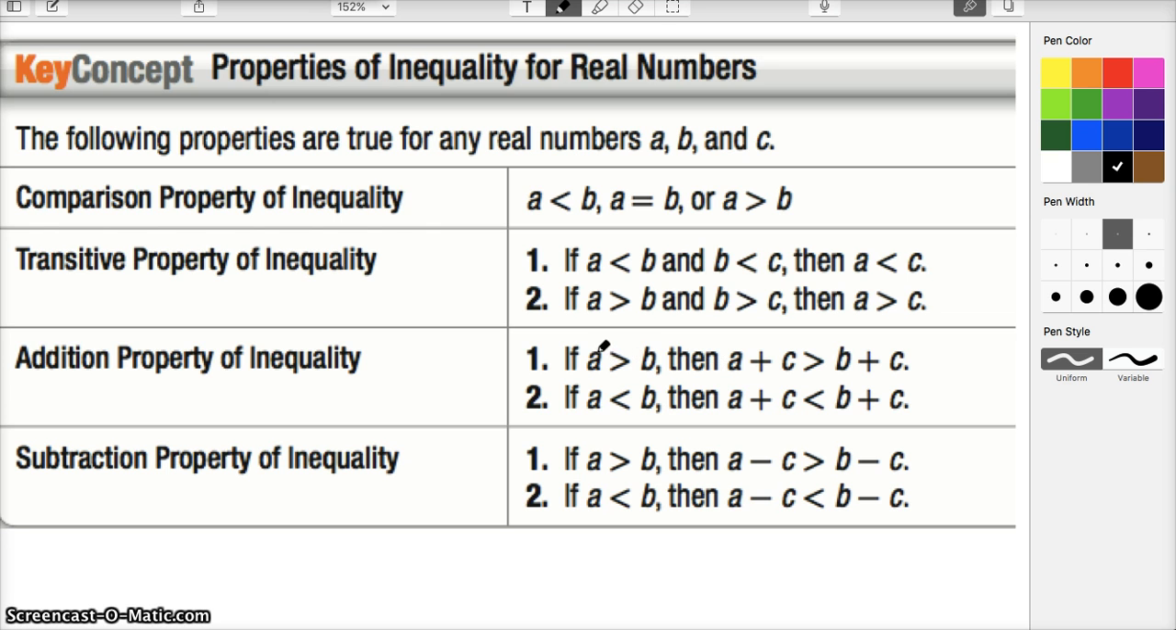The addition properties are the ones that you definitely used in algebra. If you were given an inequality where A is greater than B, if you add the same thing to both sides, that inequality will still be maintained. Similarly, if you have A less than B, if you add the same thing, C, to both sides, that inequality will be maintained. Subtraction property is no different. Start off with an inequality, subtract the same thing from both sides of the inequality, and that relationship will remain.